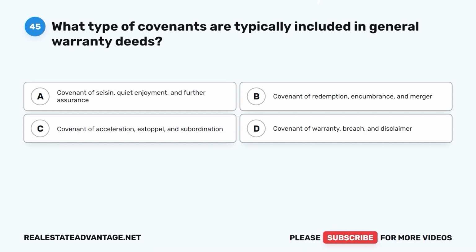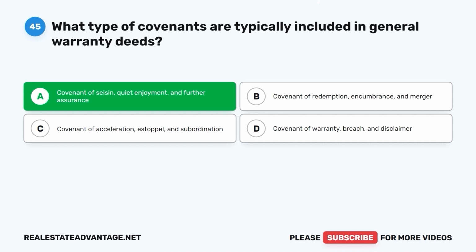Question 45. What type of covenants are typically included in general warranty deeds? A. Covenant of seisin, quiet enjoyment, and further assurance. B. Covenant of redemption, encumbrance, and merger. C. Covenant of acceleration, estoppel, and subordination. D. Covenant of warranty, breach, and disclaimer. The correct answer is A.